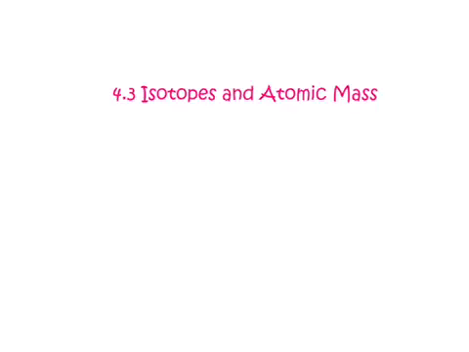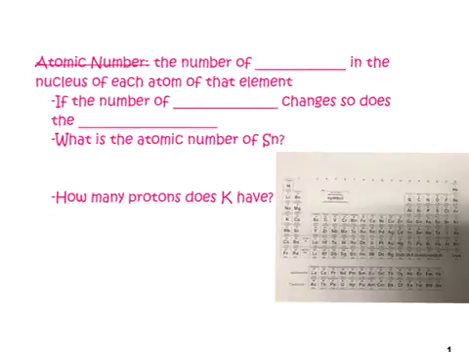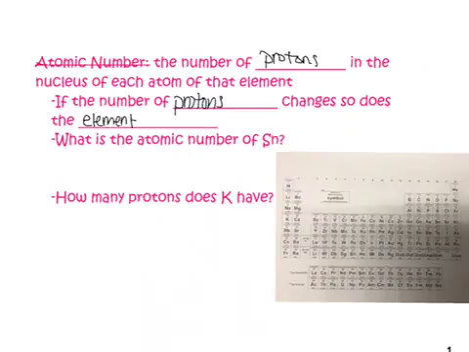In this video, we're going to look at isotopes and the atomic mass of different elements and atoms. So hopefully as a review, the atomic number of an element is the number of protons in the nucleus of each atom of that element. If the number of protons were to change, that means that the element has also changed.